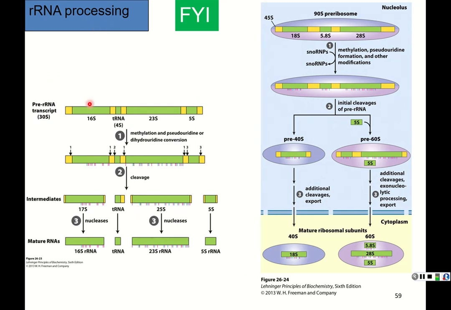Ribosomal RNA also is processed in this manner, where you have regions that are spliced out of it, and then you can get some recombination of these regions. It's a little bit more complicated. For this class, you don't really need to know these details, but just know that ribosomal RNA is processed as well.